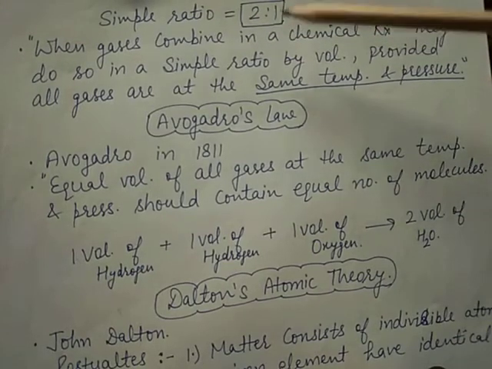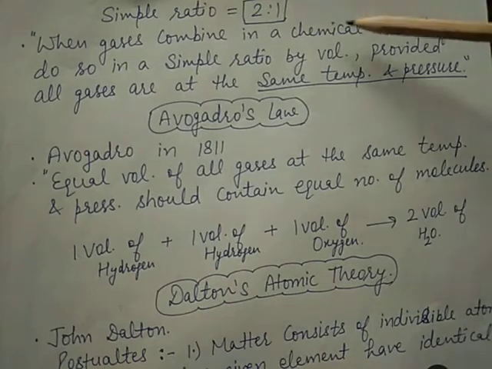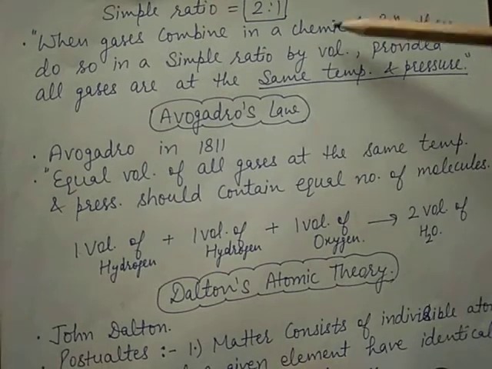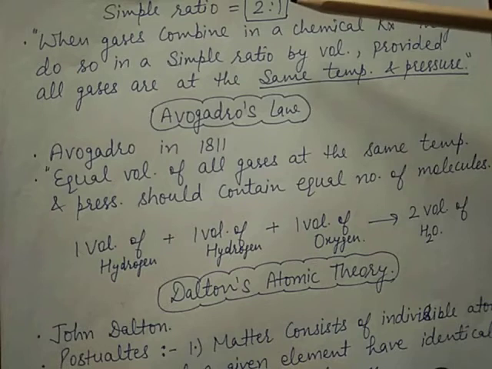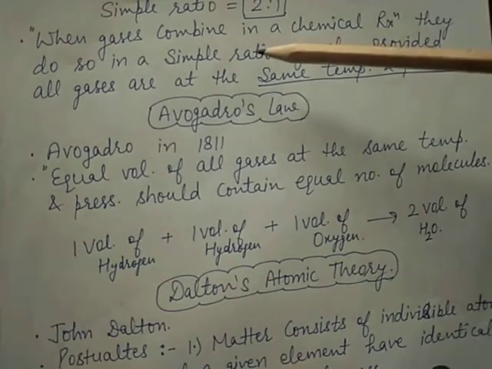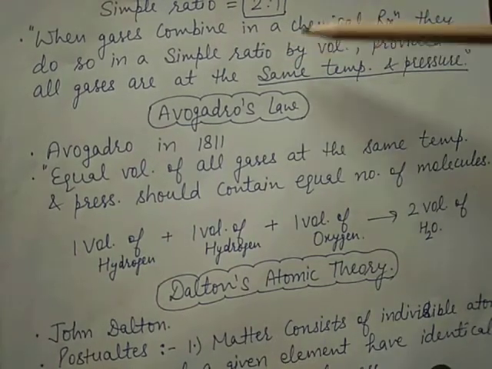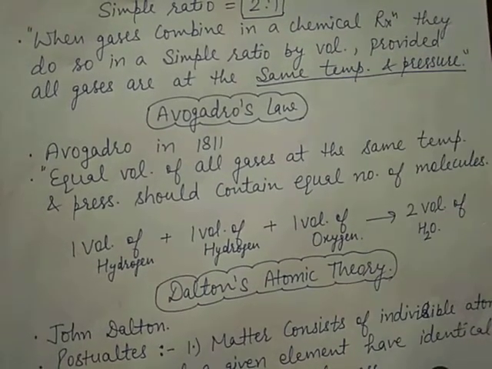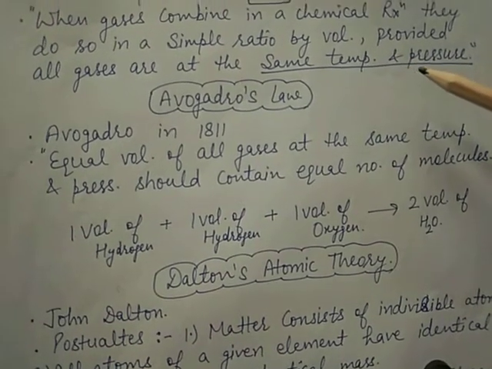So in case of H2O, 100 ml hydrogen and 50 ml oxygen give 2:1, and water, again 100 ml, forms 1. So it forms 2:1. But in case of H2 plus Cl2 giving 2HCl, it means 1:1:2. So this law is also called the law of combining volume.